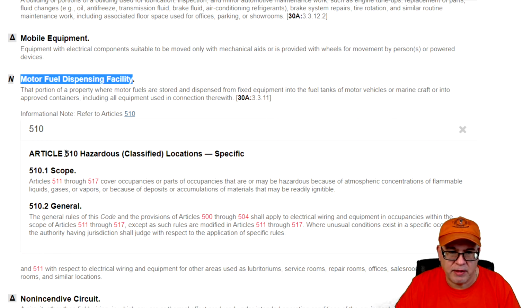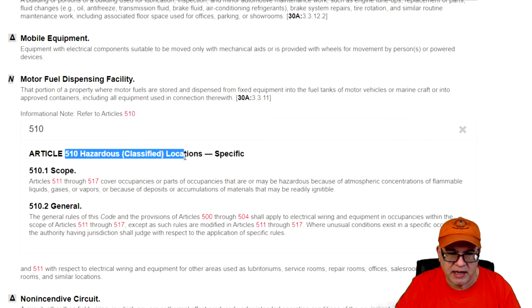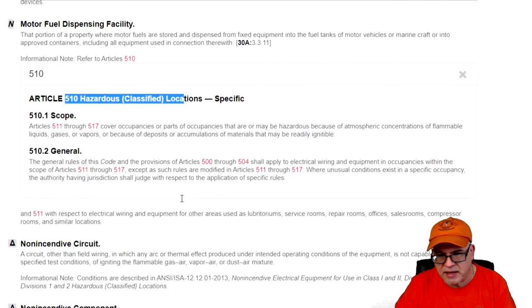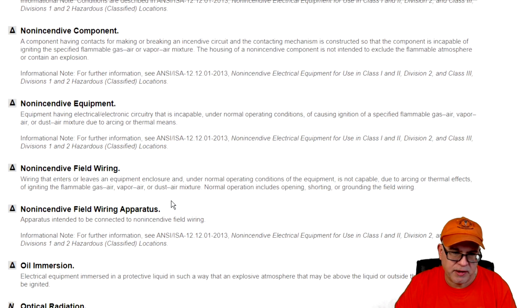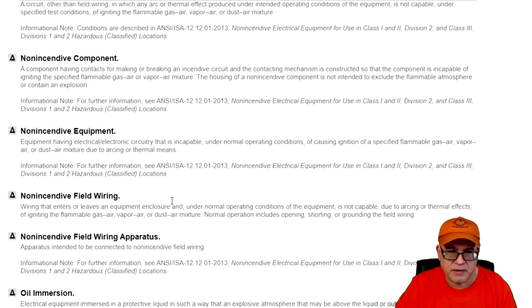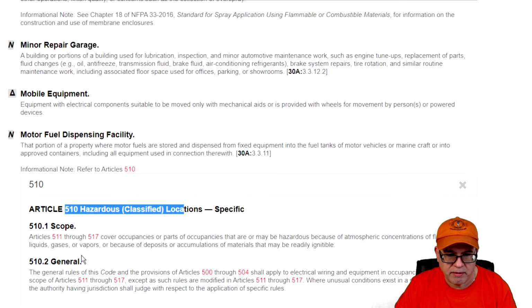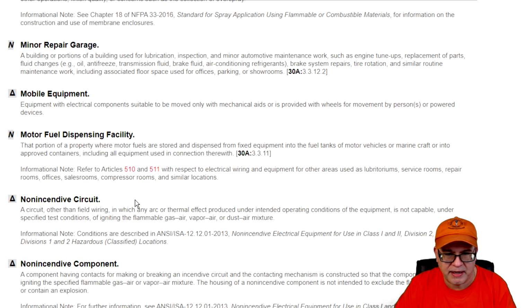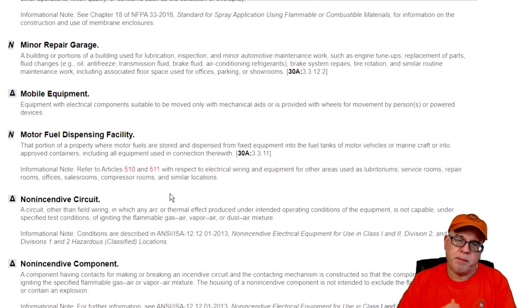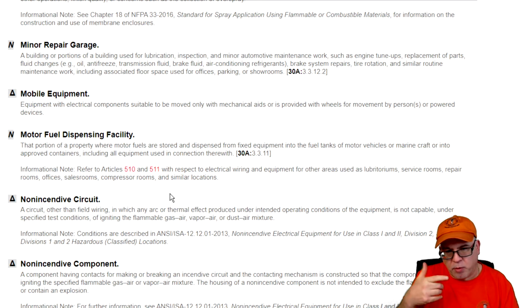And that is dealing with 510, which is hazardous location classified specific. And this is where it's covering things like 511 through 517 and some of the occupancies as part of that. Okay, and it goes into a bunch of different other details as well. Basically, 510 is a road map to other things. So, fuel dispensing, again, is where you're going to dispense motor fuel, dispensing mixture from fuel tanks of motor vehicles, marine craft, onto approved containers, things like that, okay?